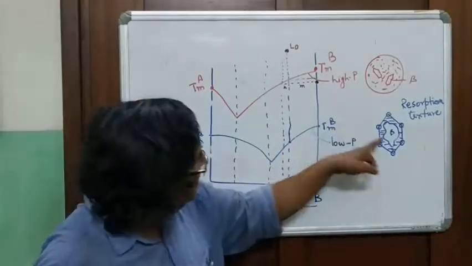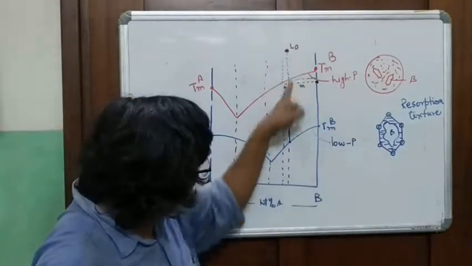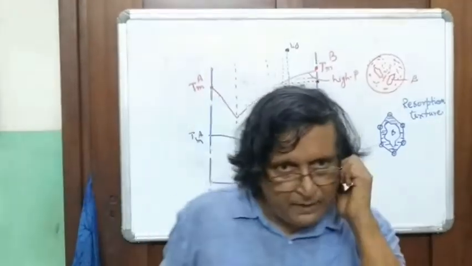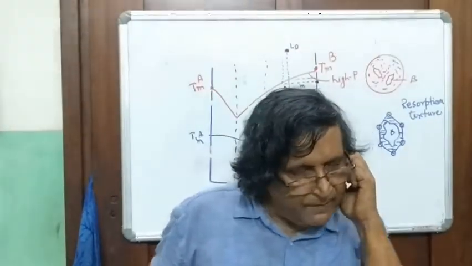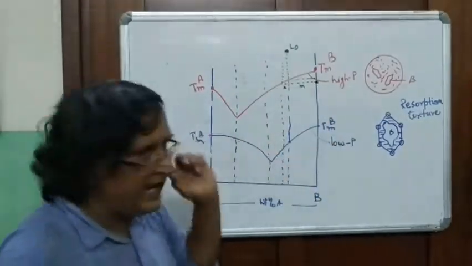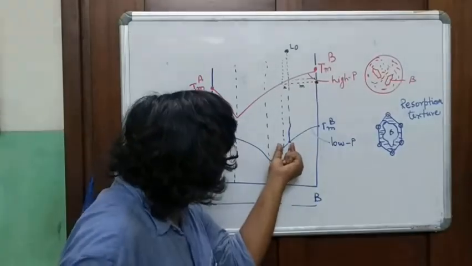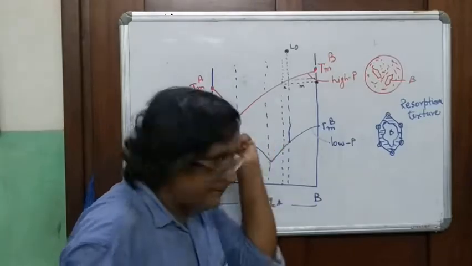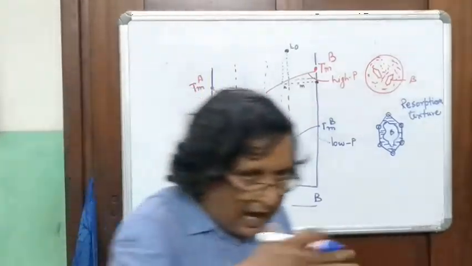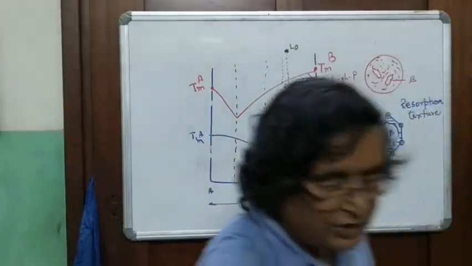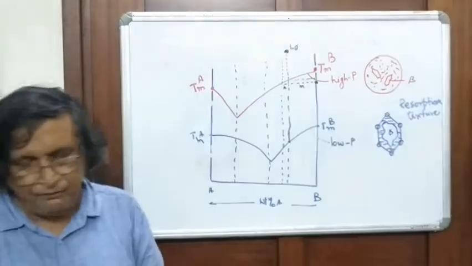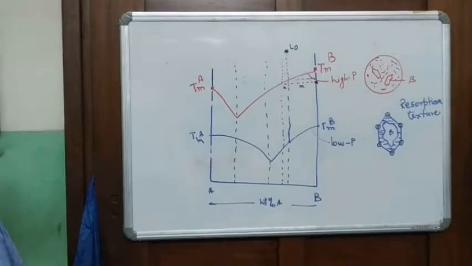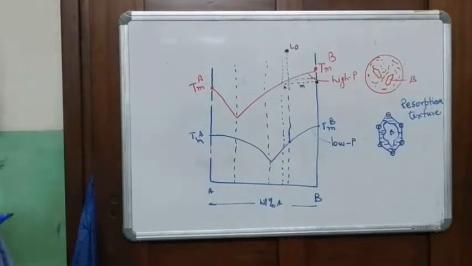If all B had melted, then you will get back your initial melt composition. But if part of your B remains in contact with the melt, then you will not get the initial composition, but somewhere between this composition and this composition. It will depend on how much of the B went into resorption. Have you understood? So now we have come to a complete question.